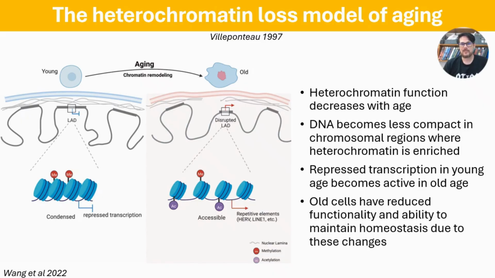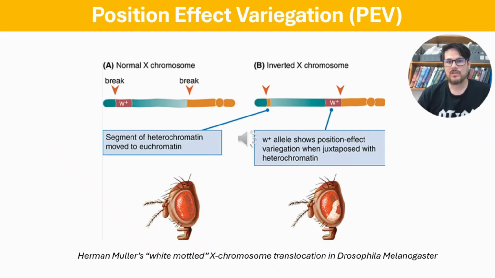So we were looking at this heterochromatin loss model of aging using a specific strain of flies that have something called position effect variegation. Position effect variegation basically refers to the position of a gene and whether or not that allows for transcription to occur in all cells. So in this case, it's dealing with the white gene in flies, this W+ here, which is normally located in a euchromatin region and readily transcribed. And when it is, it causes a red eye phenotype in the flies.